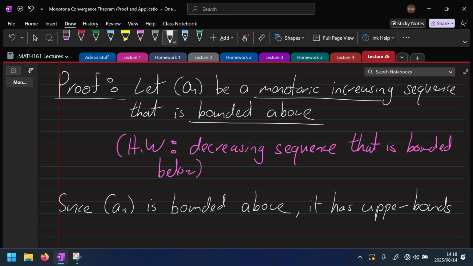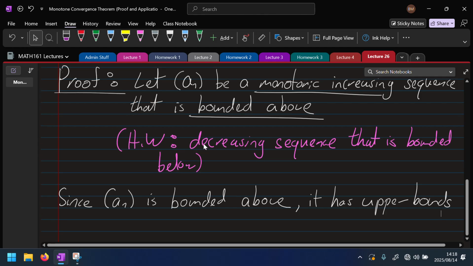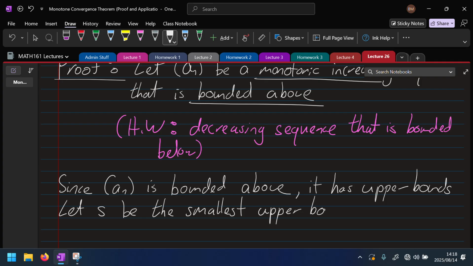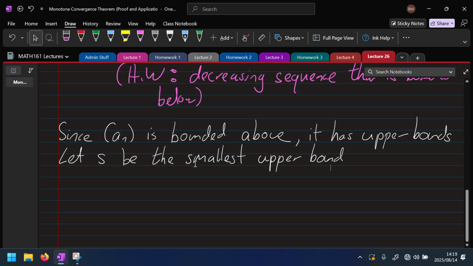So we had an increasing sequence, and we had various upper bounds for the sequence. Let S be the smallest upper bound. Again, look at the picture from last time. We have an increasing sequence. It's bounded above, so it has some upper bound. Anything above that is also an upper bound. So we look at all of the possible upper bounds, and we take the smallest. Again, please think of that picture we had from last time.